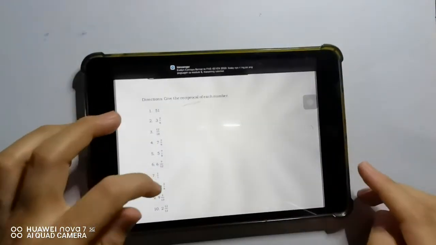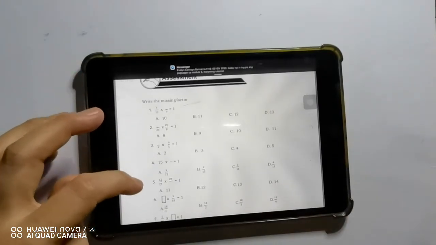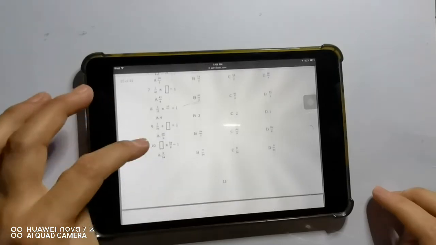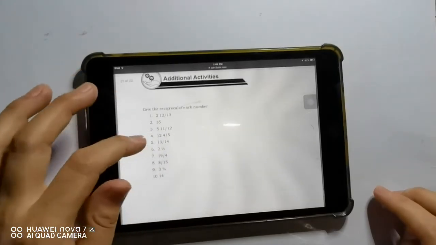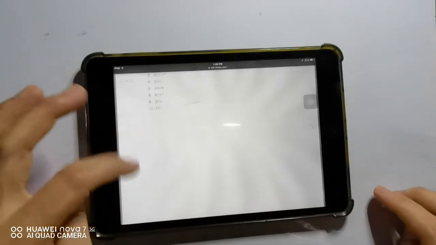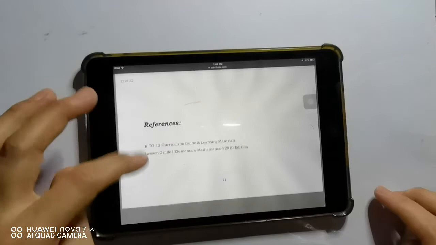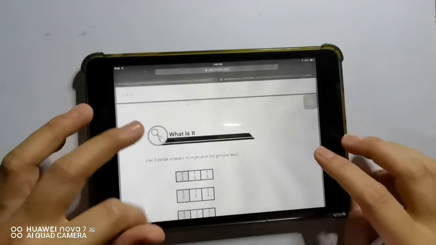Okay? So, halimbawa, ito ay finding the missing na reciprocal. Okay. Okay, balikan natin. So, paano ba yung reciprocal?